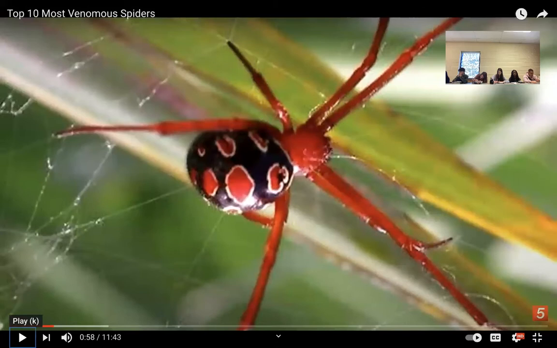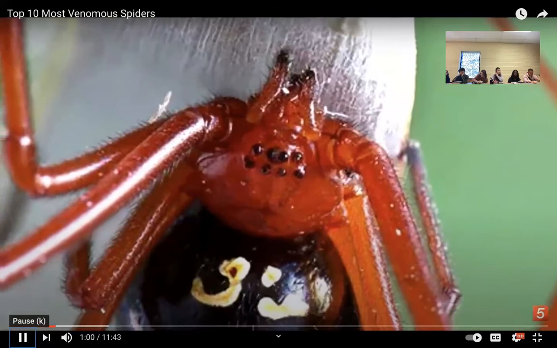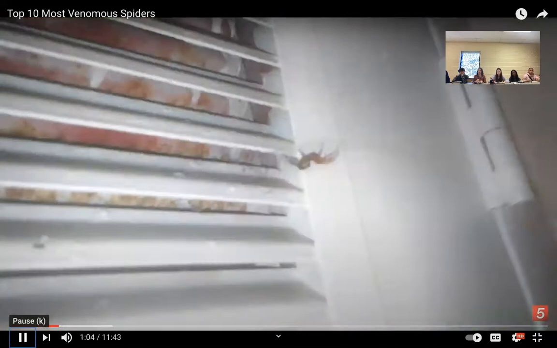It kind of resembles a ladybug, though. So now we're going to learn about the symptoms of the bites. On its underside, it does not have the familiar hourglass marking and instead usually has one or two small red marks. And like with all spiders, females are almost double the size of the male.